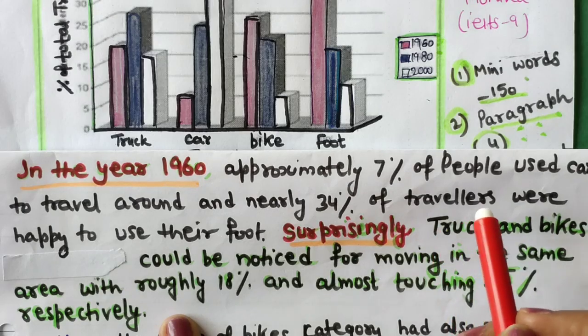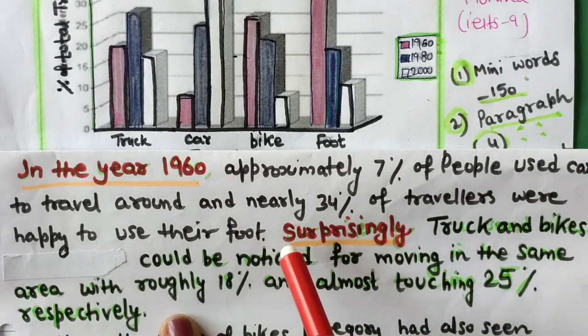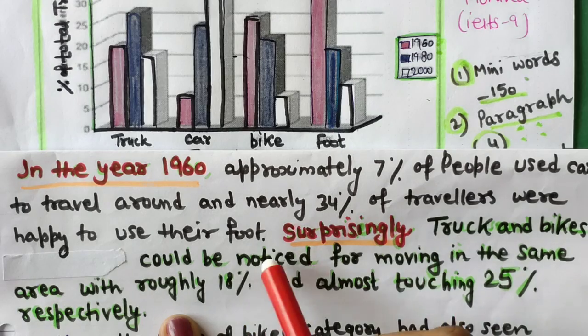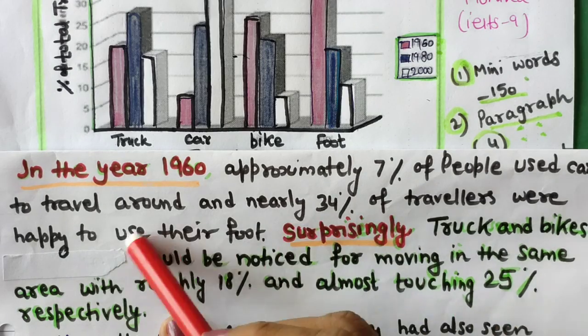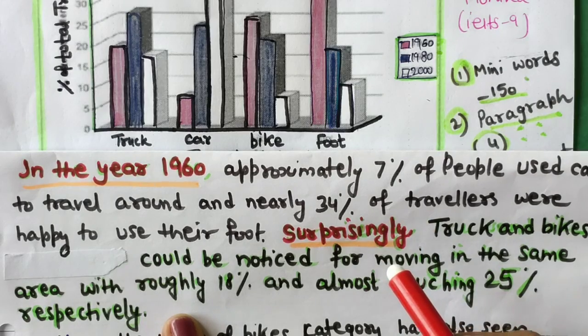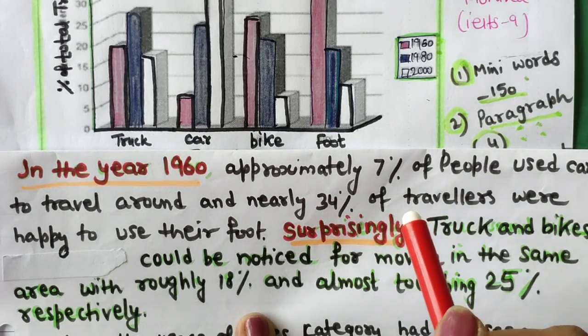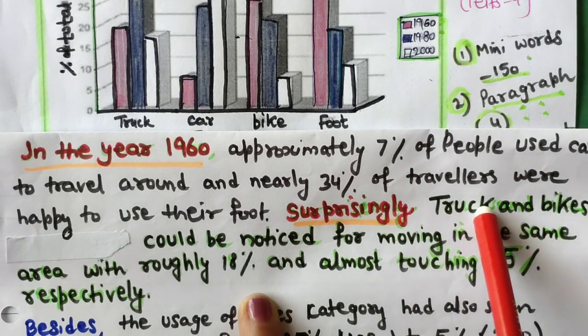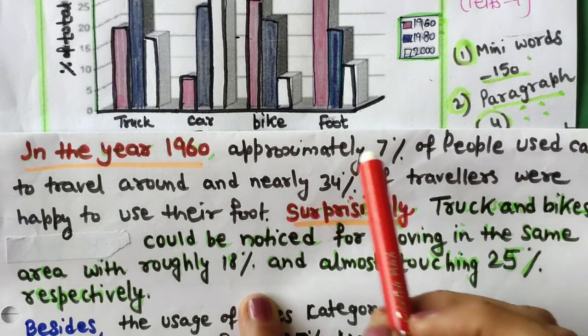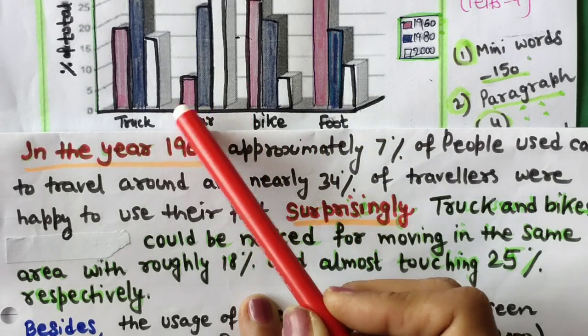So where is the vocabulary? Instead of using the same word again, I have used the word "happy" to use their food. A variety of vocabulary should be there. How I have explained it, you can explain in your own style also. I have combined these two pieces of information, trucks and bikes, and I have separately explained foot and car usage.